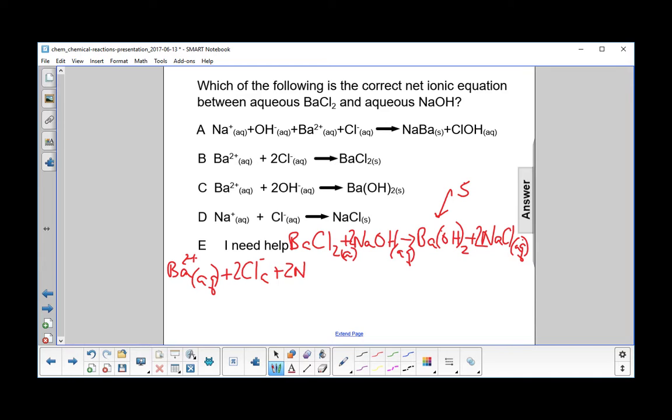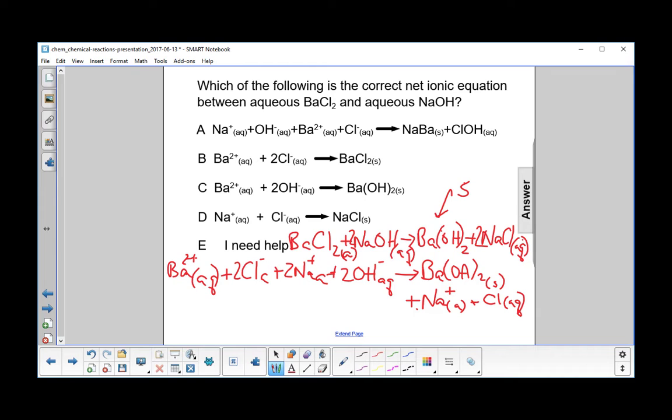sodiums, each one is +1, and that's aqueous, plus 2 hydroxides, minus, and that's aqueous. Now, barium hydroxide is a solid, so that will not disassociate. So we're just going to write that, barium hydroxide. There's 2 hydroxides, and that is a solid. And then we have sodium, and that's aqueous, plus chlorine, which is also aqueous.